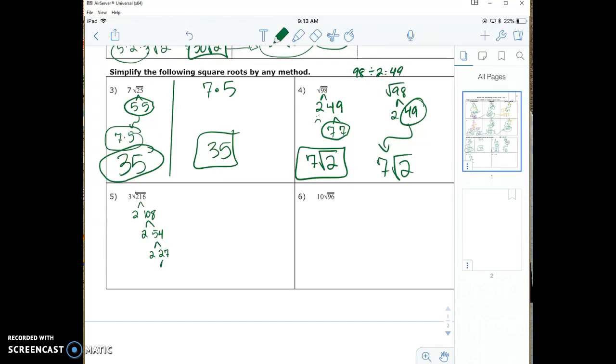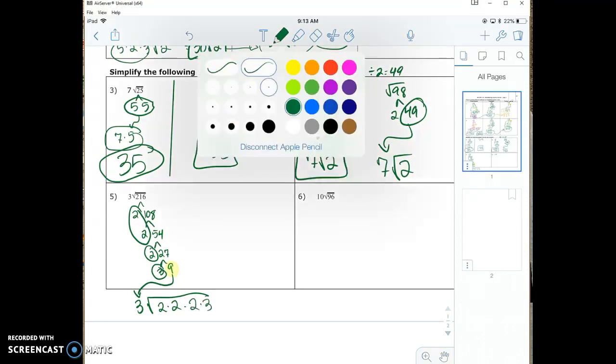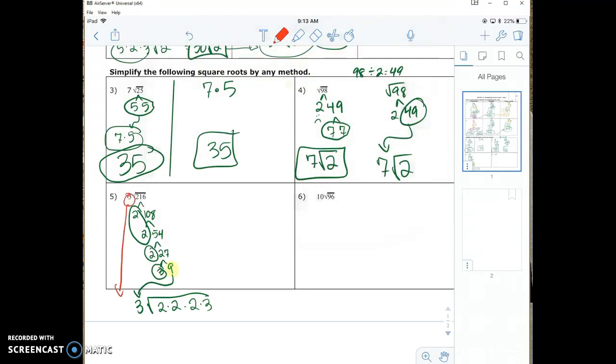Okay, 27 I know is 3 times 9. Oh, hey, 9, that's a perfect square. So already I know that my 9 is a perfect square, and the square root of 9 is 3. The numbers that I had left over, I had 2 2s that matched, and then a 2 and a 3. Don't forget about the 3 that was in the very front. From here I can simplify.